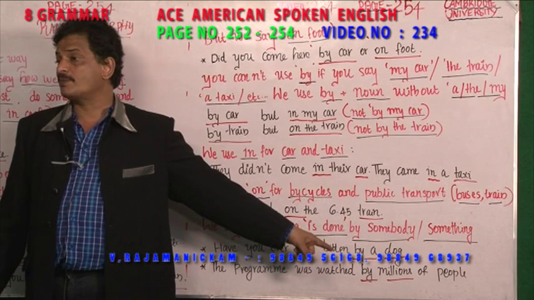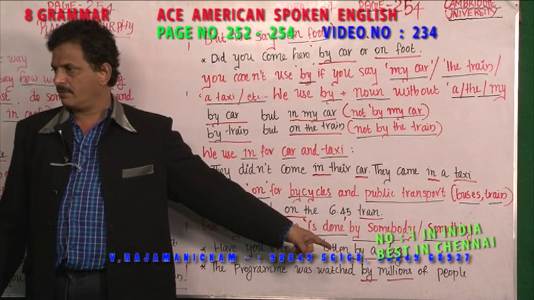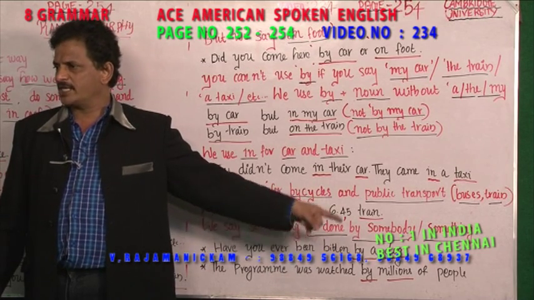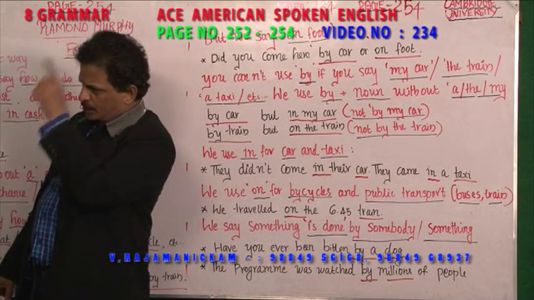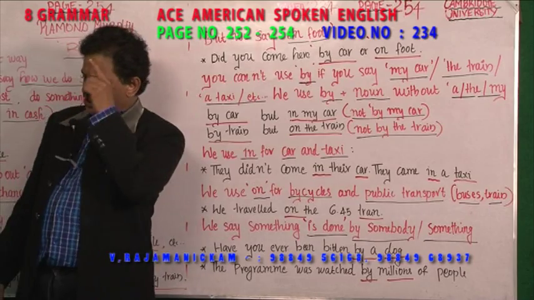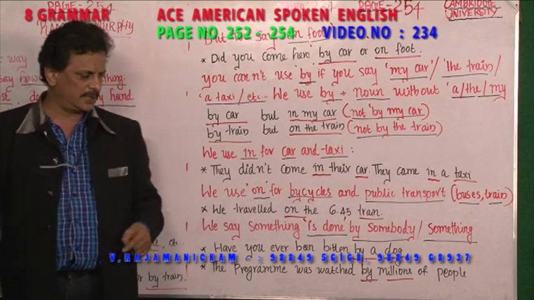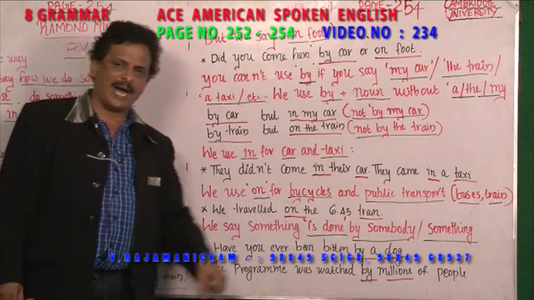The house is bought by my father. By my father. Something is done by somebody. The operation is done by the doctor. Operation is done by a doctor. So, by somebody or by something.